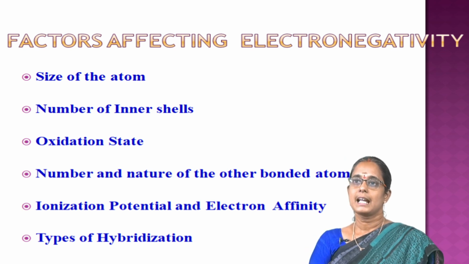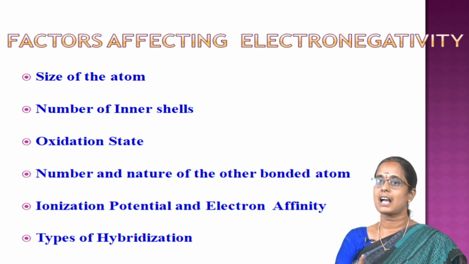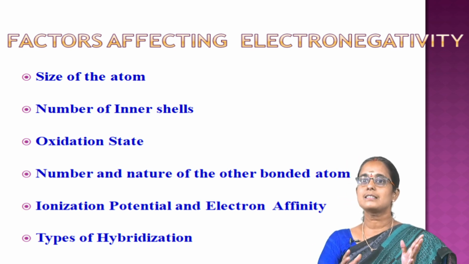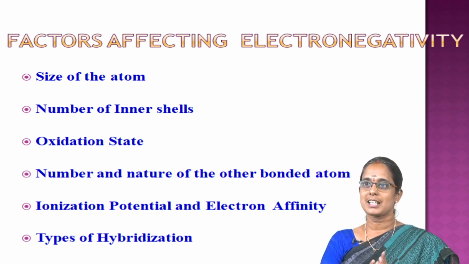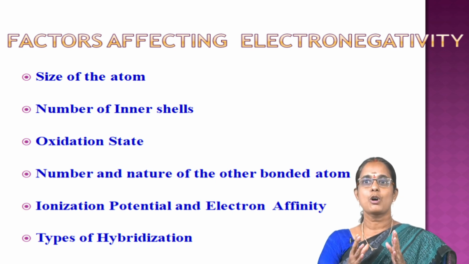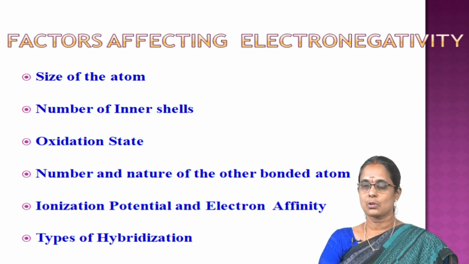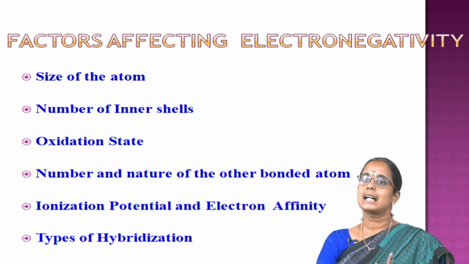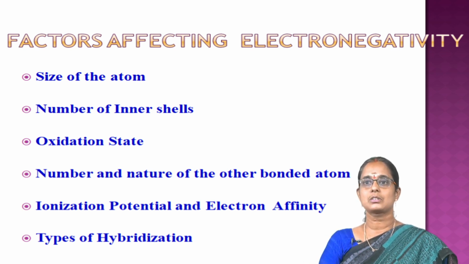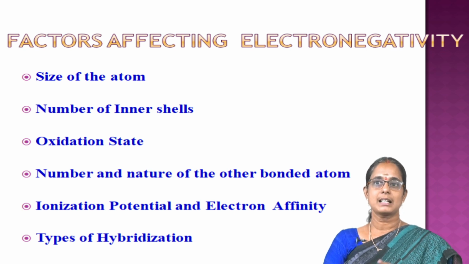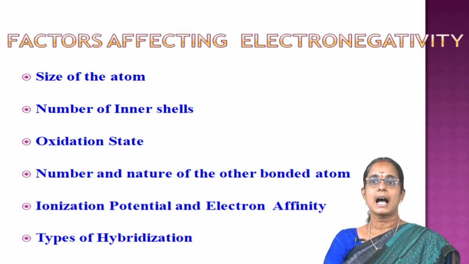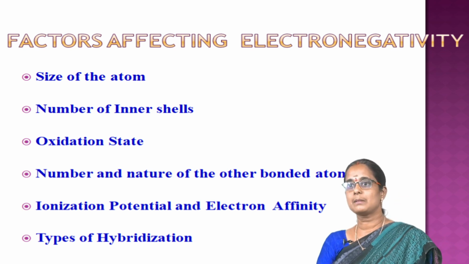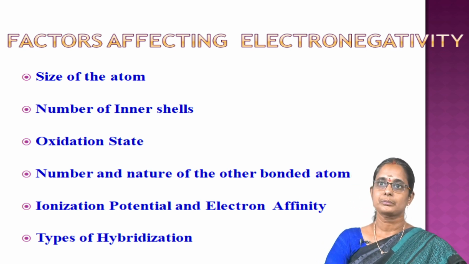Oxidation state. A higher oxidation state gives more electronegativity. This is because an atom in a higher oxidation state will be smaller in size, and so we have greater attraction of electrons. So, for the increasing trend of electronegativities, lithium and lithium ion, and iron, Fe2+ and Fe3+ ions are given.